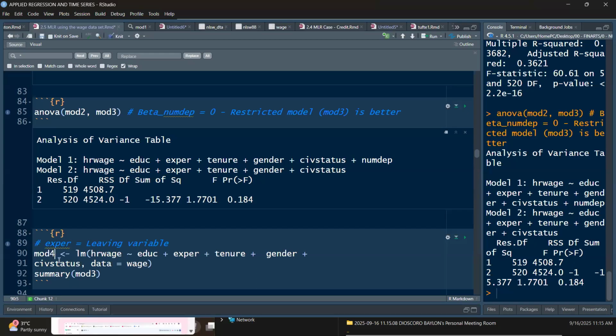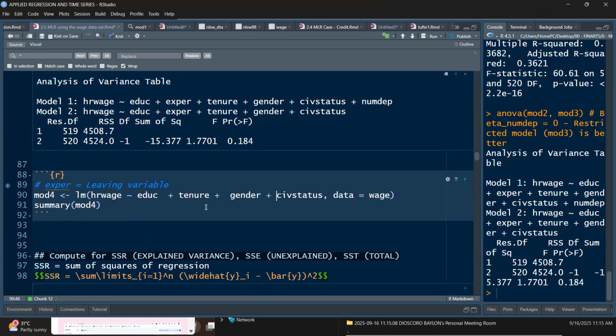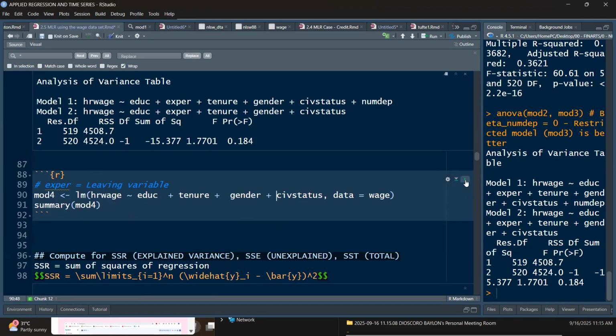Model 4, then model 4. Okay, so tanggalin natin ang experience dito. So education, tenure, gender, civil status, 4 na lang class. From 7, naging 4 na lang kasi we removed the 3 variables already. So model number 4. Then run natin.